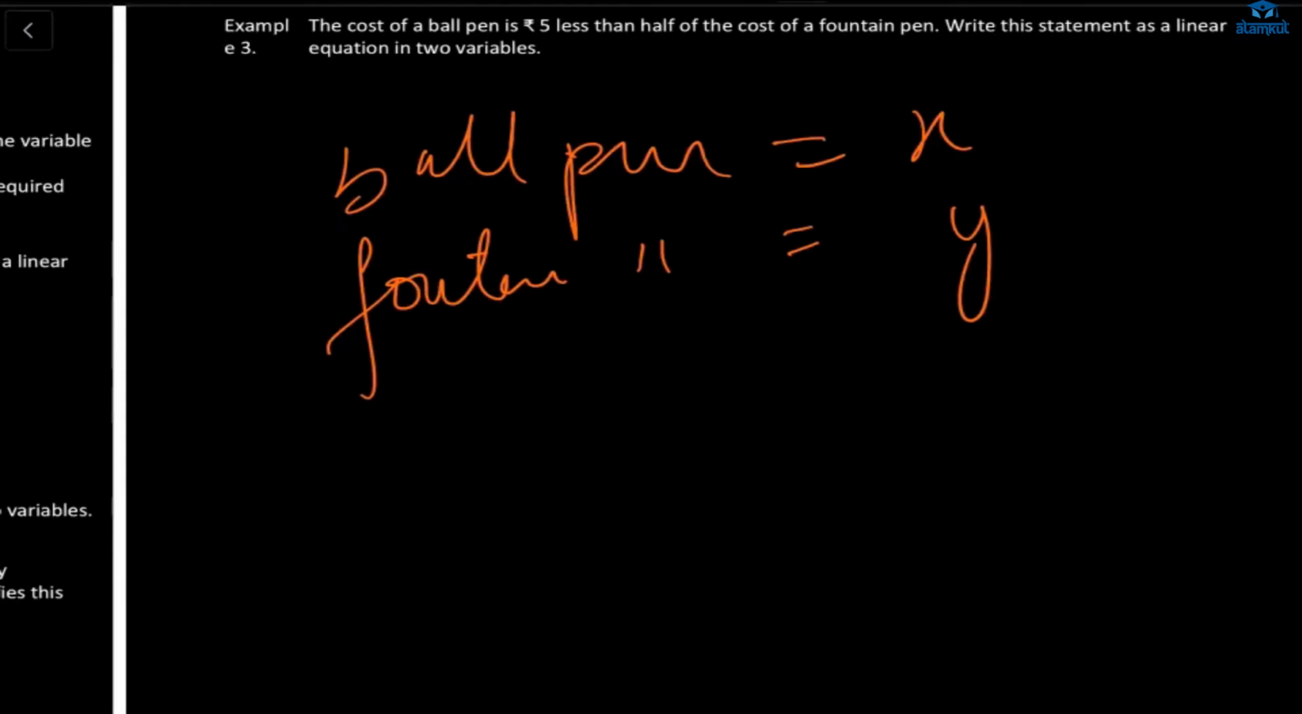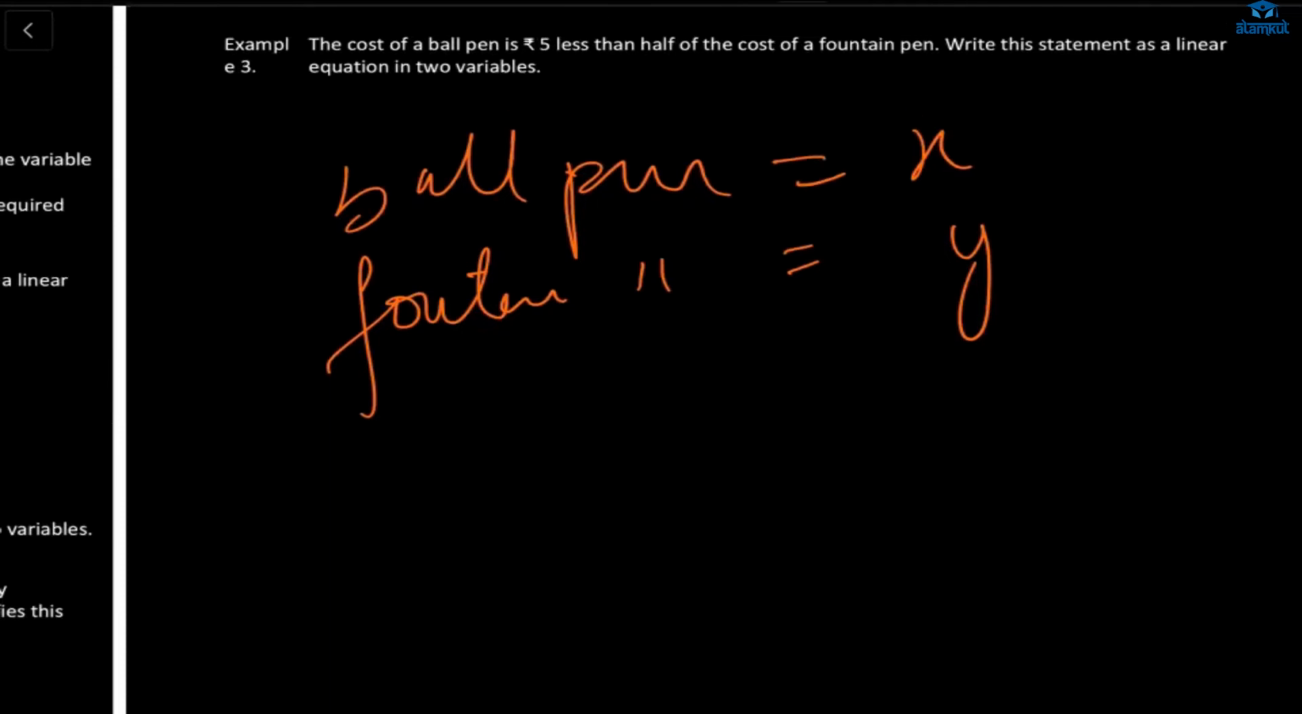You were not able to do it. I wasn't able to do it. Okay, let's see. So Advika, what is the equation you are telling me? Ma'am, I think this equation should be x minus 1 by 2y is equal to 5. Very good, Advika. Very nice in fact. So the equation will be this only.